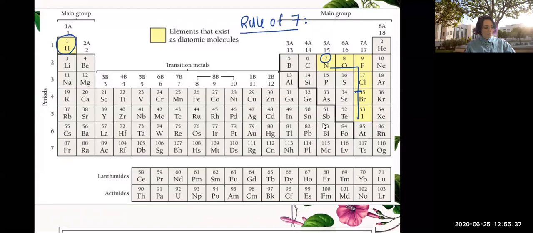Start at number 7. Make the shape of a 7. Don't count an H, just I. And then that's only 6. I need 7 to make this work. So add hydrogen as number 7. Those are your diatomic elements. Only write them as diatomic when they're by themselves. Or if I just say nitrogen, that's N2.